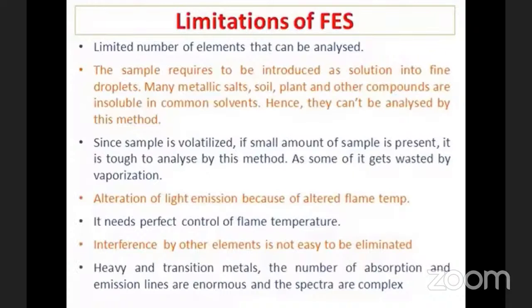Another limitation is alteration of light emission because of altered flame temperature. It needs perfect control of flame temperature. Interference by other elements is not easy to eliminate, and in the case of heavy and transition metals, the number of absorption and emission lines is larger and the spectra are complex. These are the several limitations of flame emission spectroscopy.